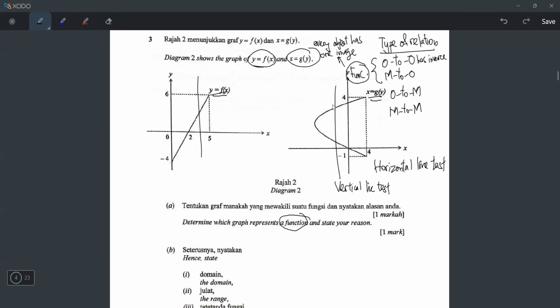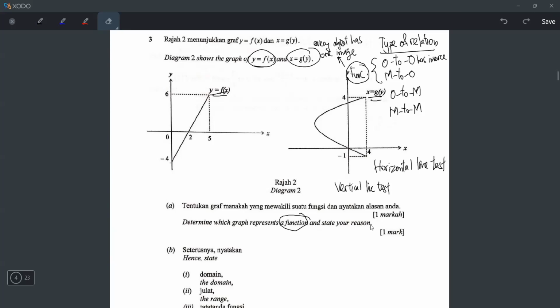But if it crosses 2 points or more than 2 points, it means it's not a function. It's not a one-to-one, it's not a many-to-one, it's either this or this. Okay. It means it's telling us that it's not a function. That's what it means. So let's erase this, and go back to the soalan.